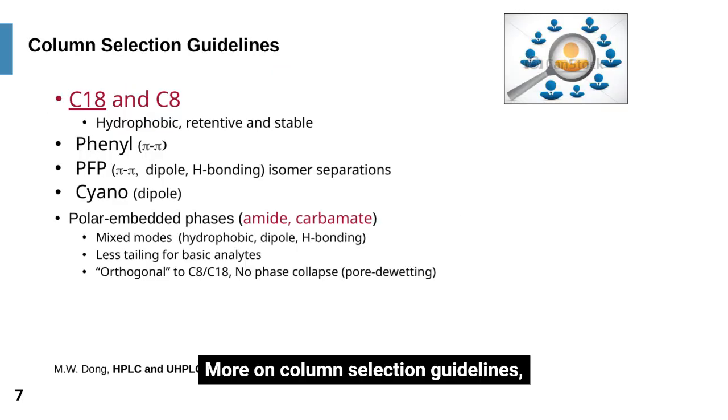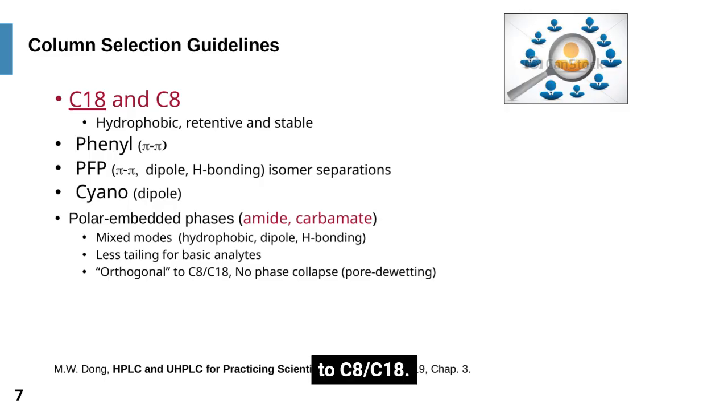More on column selection guidelines. C18 and C8 columns are hydrophobic, retentive, and stable. Phenyl columns are useful for pi-pi interactions, while PFP columns offer pi-pi, dipole, and H bonding for isomer separations. Cyano columns are used for dipole interactions. Polar embedded phases offer mixed modes and less tailing for basic analytes, and are orthogonal to C8/C18.